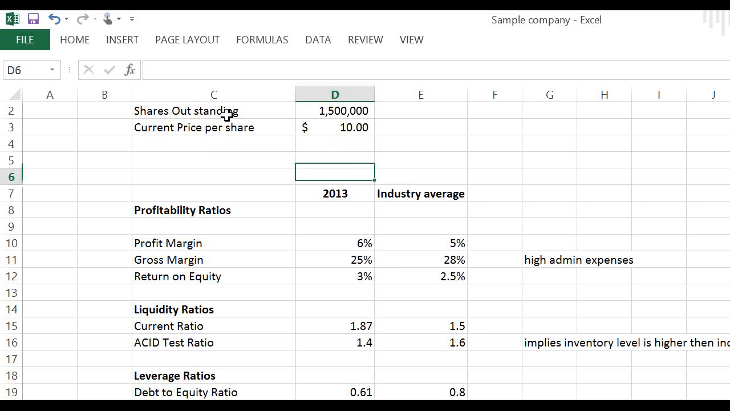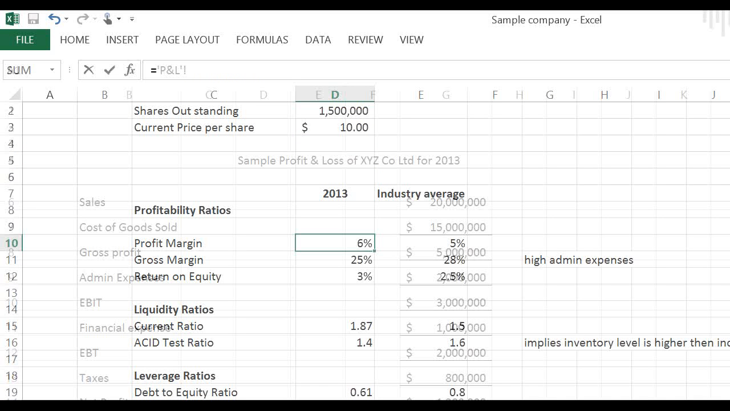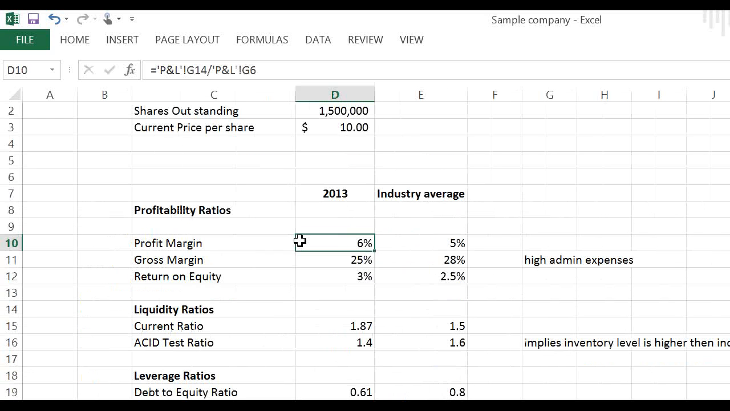So we'll press the equal sign. We'll go to the profit and loss sheet. We'll click on the net profit tab first, then press the divide button, and click the sales tab, and we press enter, and we'll change it to percentage. So the profit margin for this company for 2013 was 6%.